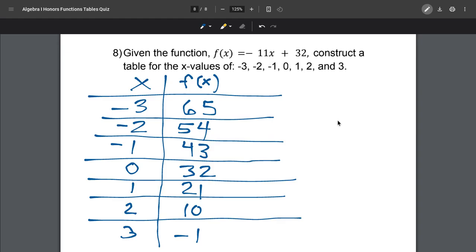Table is done, and this review of this quiz is done.